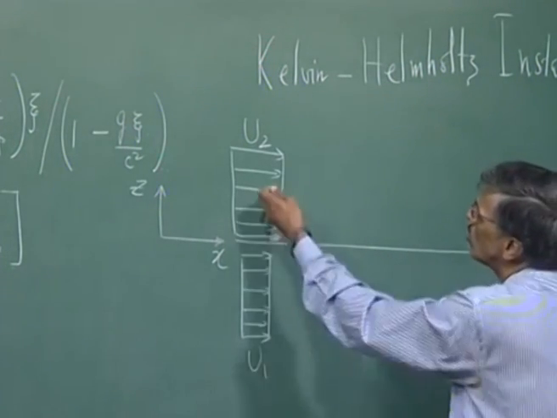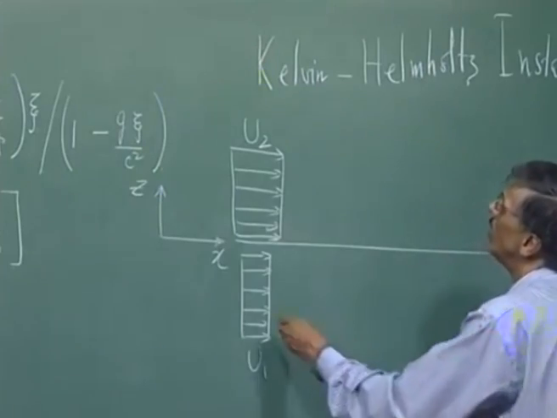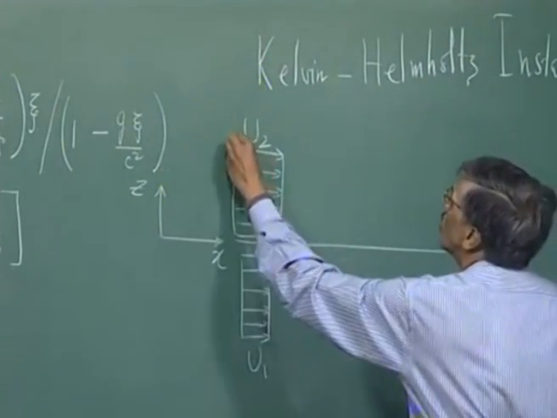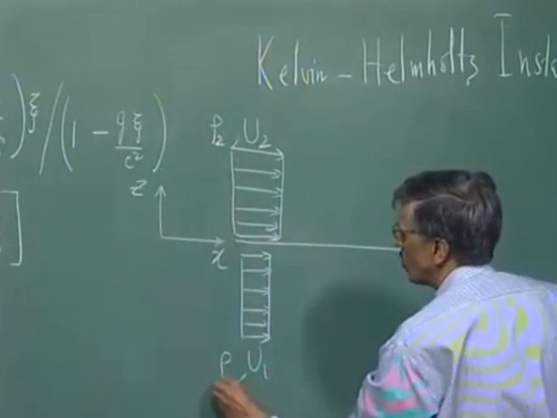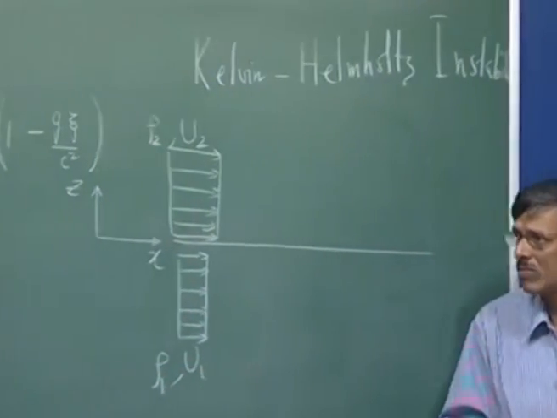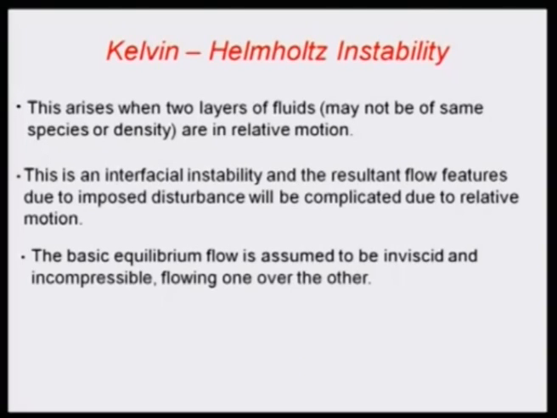Let us say these two layers of fluid that we are talking about also may have a different density. Okay. So, we are talking about, say, the case where we have two layers of fluid, they are not of the same species. So, they have two different densities and they are in relative motion, and this relative motion may lead to interfacial instability, and the resultant flow features due to imposed disturbances are going to be very, very complicated, as we will see.